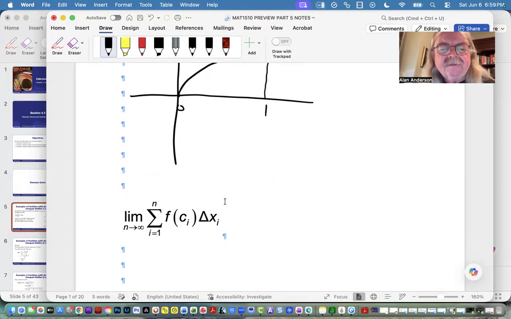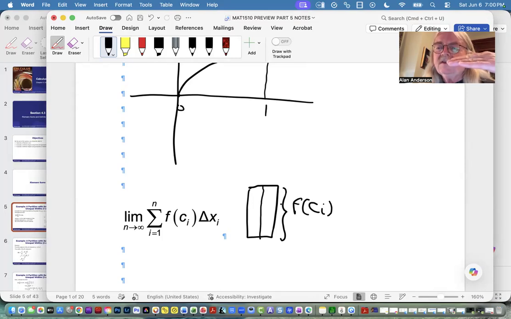And in each case, for each rectangle, we have whatever C is. Now, C could be any part of this rectangle. It could be the left end point, it could be the right end point, it could be the center or midpoint. It could be anywhere in this rectangle. So f of C, and by the way, it doesn't really matter where, because as far as the height of the rectangle goes, the top of it is a flat line. So any point inside this interval will do the job. This is the height of the rectangle.